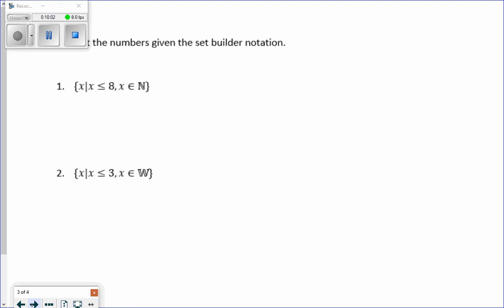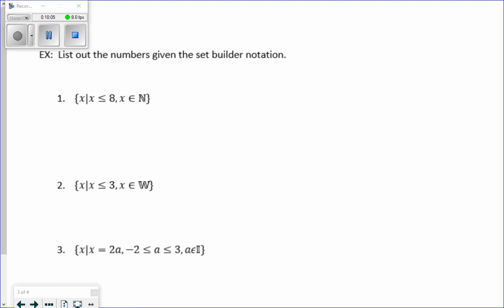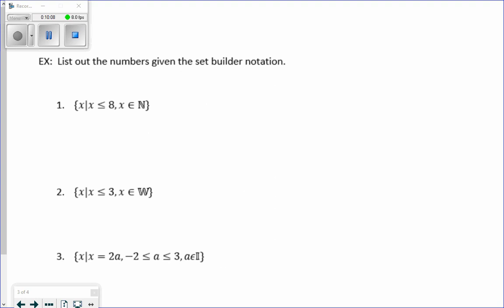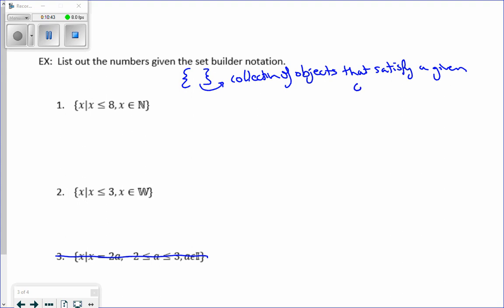Learning how to read the math, learning how to read the notation is going to be problem number 1 in this unit. Let me just erase this. You don't need that one. Okay, so it says list out the numbers given the set builder notation. So what a set is, a set is these fancy brackets. And all a set means, it's a collection of objects, usually numbers, because we're in math class, that satisfy a given condition.